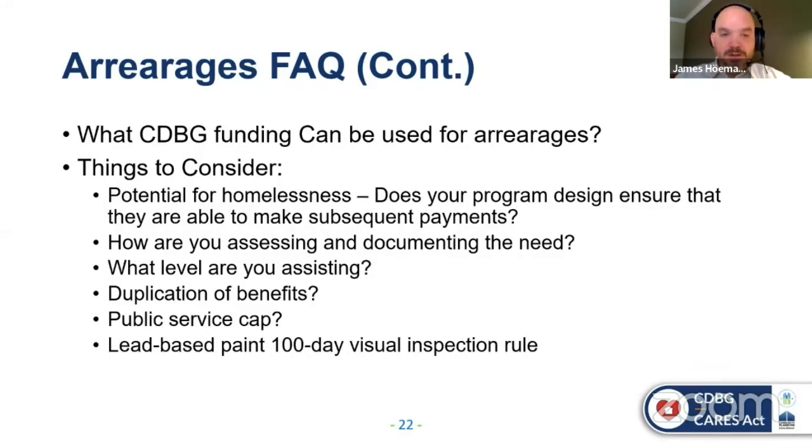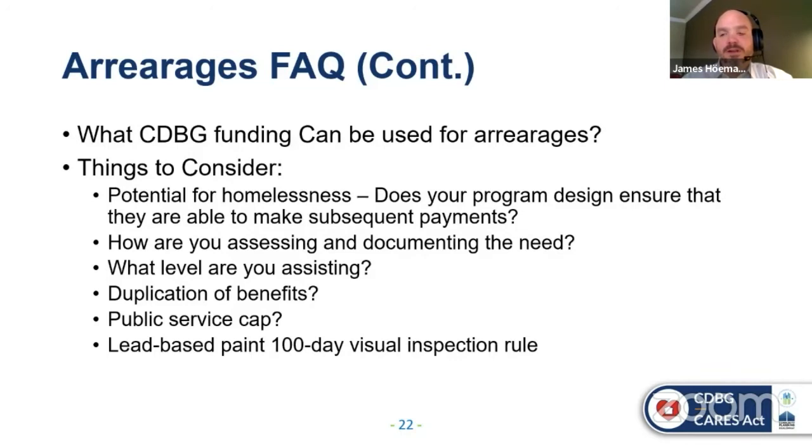You also need to look for your duplication of benefits. Again, this goes back to the previous slides on how you're going to design your program and making sure that you're using the most appropriate source of funding for the person that you're serving first, and then move to your secondary, and if you have to, a tertiary source. Then you need to be mindful of your public service cap. So if you're using your annual funds for your 3 months, you've got the public service cap for sure. If you're using the others, you don't have to worry about the public service cap, but that will eat into your total grant balance and what else you can do with your CDBG-CV grant.